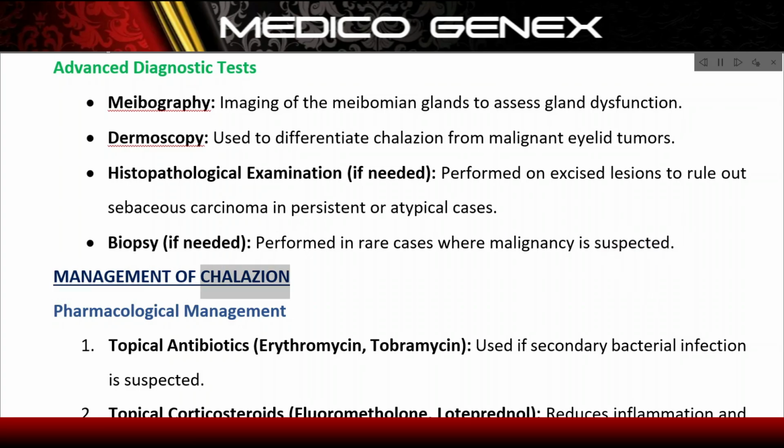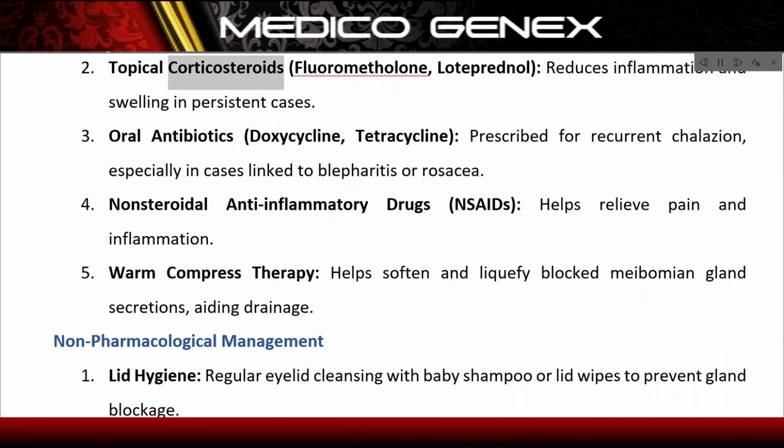Management of chalazion. Pharmacological management. Topical antibiotics, erythromycin, tobramycin used if secondary bacterial infection is suspected. Topical corticosteroids, fluorometholone, loteprednol reduces inflammation and swelling in persistent cases.